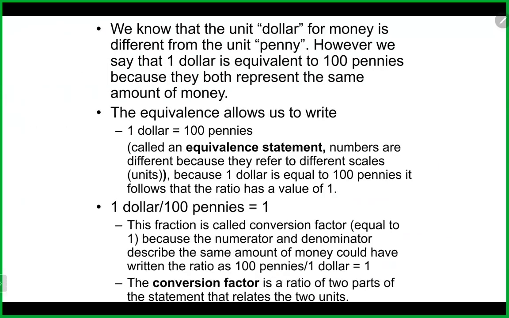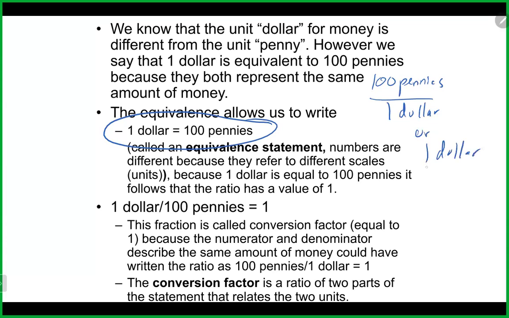Again, a common sort of conversion, $1 is equal to 100 pennies. Again, that's an equality. And it represents the same amount of money, right? You could go somewhere and pay with pennies. You could go somewhere and pay with dollars. If you have 100 pennies, same as if you had $1. And again, you can get two conversion factors from that. 100 pennies over $1. Or you could flip it around and do $1 over 100 pennies.